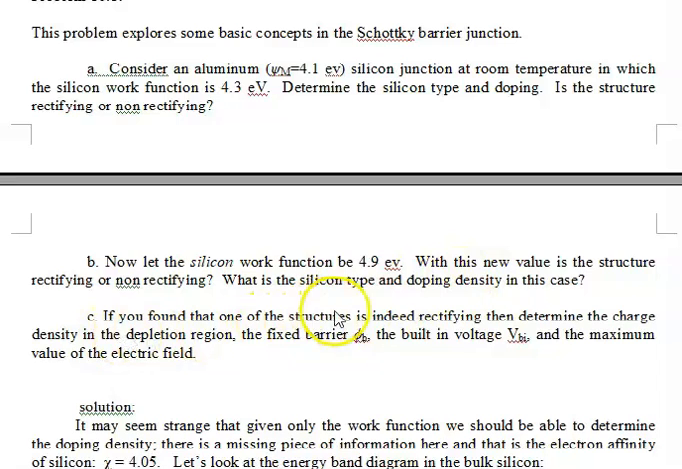If you found that one of the structures is indeed rectifying, and of course, being a problem, you're always going to find that one of them is rectifying, otherwise it wouldn't be much of a problem. Determine the charge density in the depletion region, the fixed barrier height, phi, and the built-in voltage, V_BI. I shouldn't really say built-in voltage. The band bending V_BI, and the maximum value of electric field.